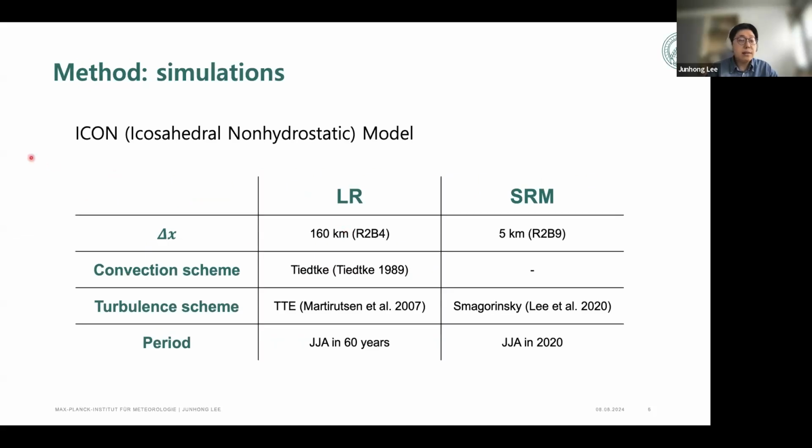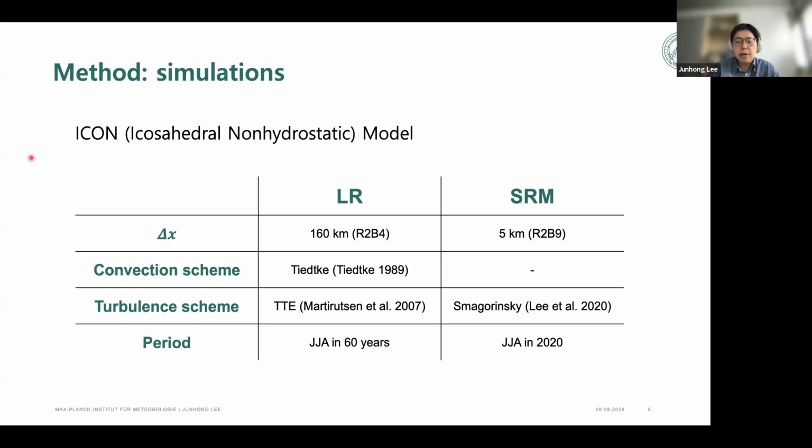This slide is showing the simulation description, or model description. The model that I use is the ICON model. ICON is the icosahedral non-hydrostatic model, which is developed by the German Weather Service and the Max Planck Institute. And I use this ICON model with the physics package developed by the Max Planck Institute.